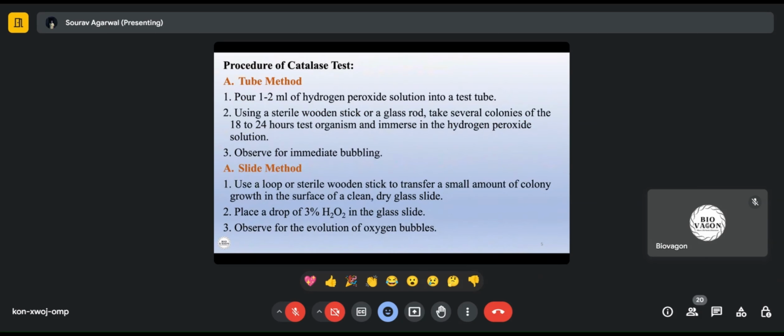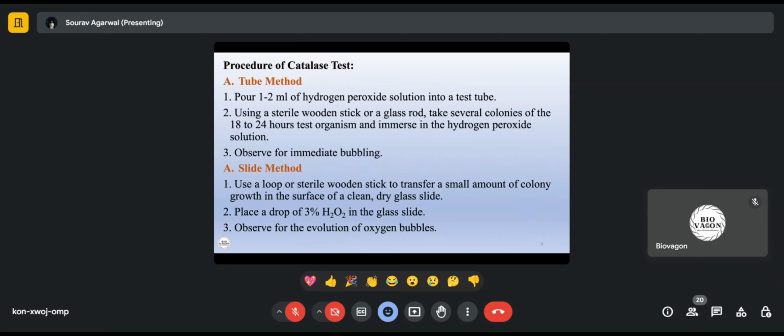Catalase can be performed by two methods. One is the tube method, another is the slide method. In the tube method, we pour 1 to 2 ml of hydrogen peroxide into our test tube, and using a sterile wooden stick or a glass rod, we take an 18 to 24 hour old inoculum of our test organism, mix it with the hydrogen peroxide and observe for immediate bubbling.